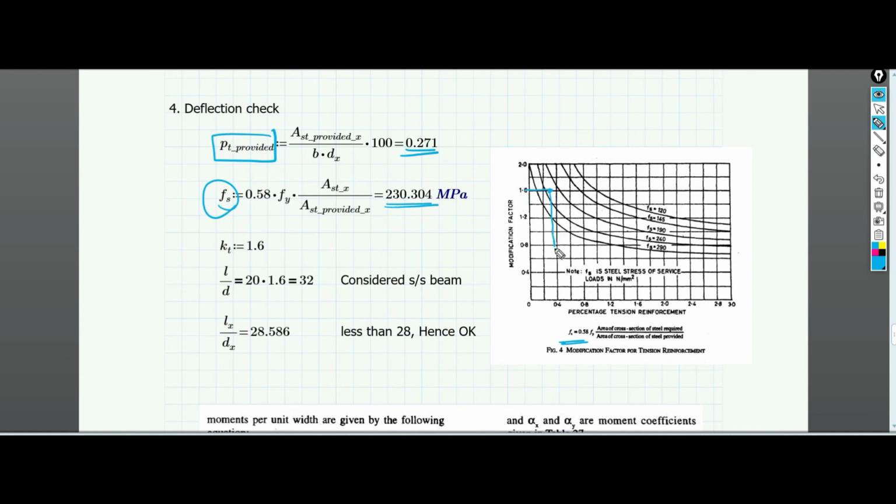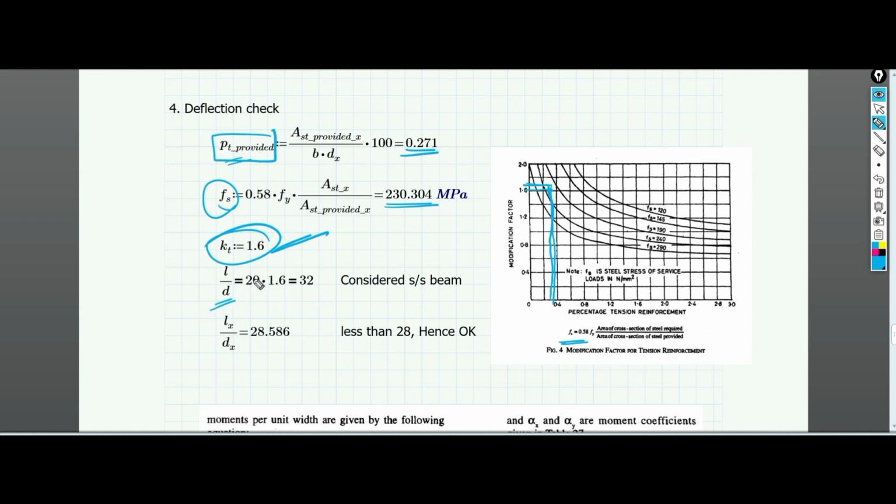So I found it approximately equal to 1.6, right? Because the PT value is 0.27, so around 0.3, so it will be somewhere in the middle. Okay, so it will probably be around 1.6. So KT value I have taken as 1.6.